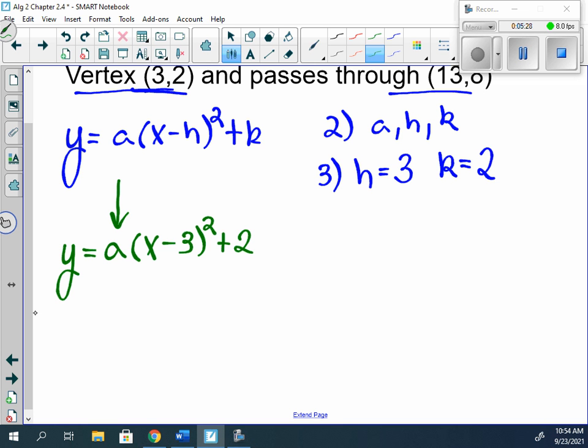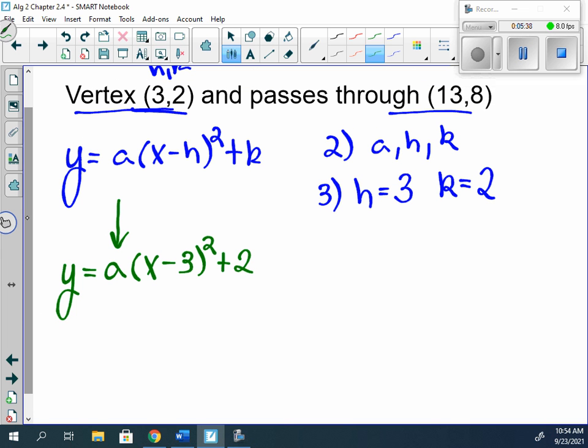The point, isn't it? Because we used the vertex already to get h and k. Now, it says that this parabola passes through the point (13, 8). So that means that is a point on the graph, yes? So if I plug 13 in for x and simplified this entire side out, the value of y would be what?